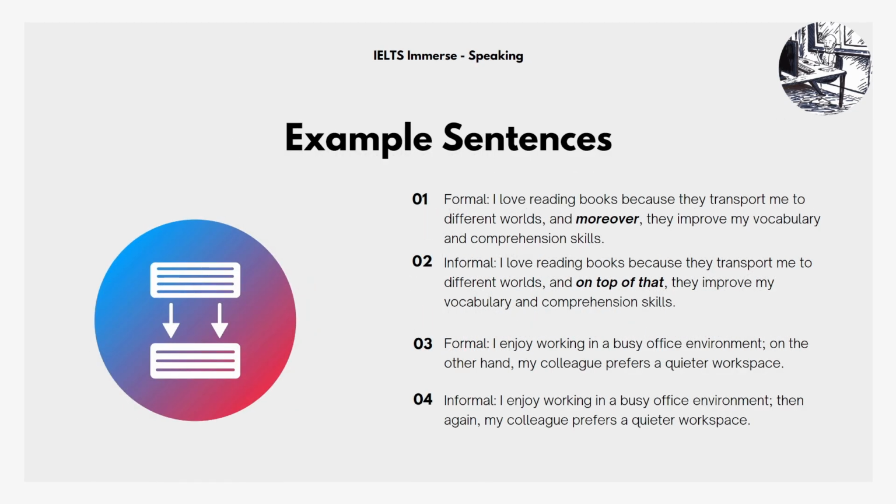Let's have a look at a few example sentences. Let's read the first formal sentence. I love reading books because they transport me to different worlds, and moreover, they improve my vocabulary and comprehension skills. Informal sentence. I love reading books because they transport me to different worlds, and on top of that, they improve my vocabulary and comprehension skills.